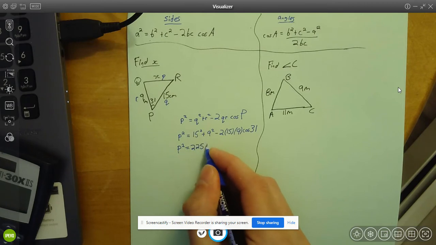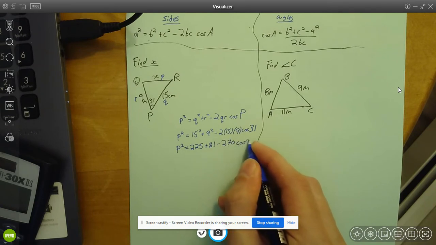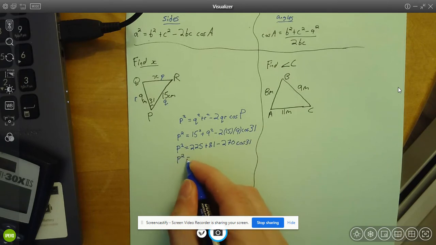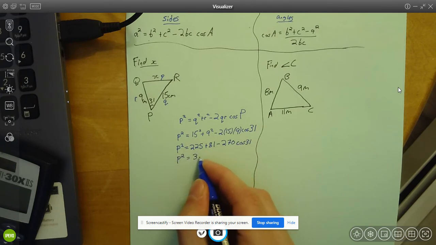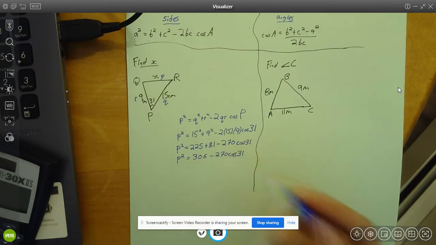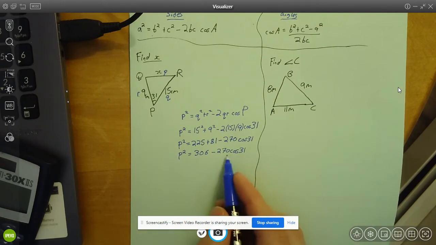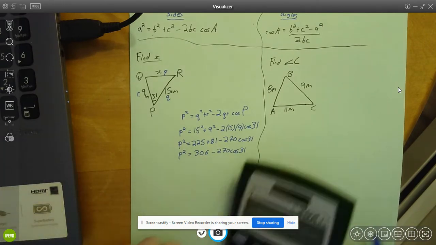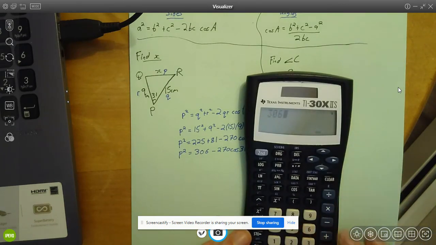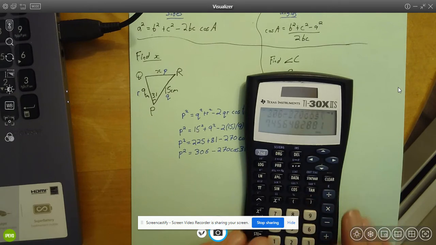15 squared is 225, 9 squared is 81, 2 times 15 is 30, times 9 is 270, multiplied by the cosine of 31. And then I can collect: 225 plus 81 is 306 minus 270 cosine of 31. Be really careful here. We have to follow order of operations. Sometimes students try to subtract, they try to do 306 minus 270. But using BEDMAS, I have to do my multiplication first. I'm just going to plug it into my calculator. So I have 306, take away 270, multiplied by the cosine of 31.